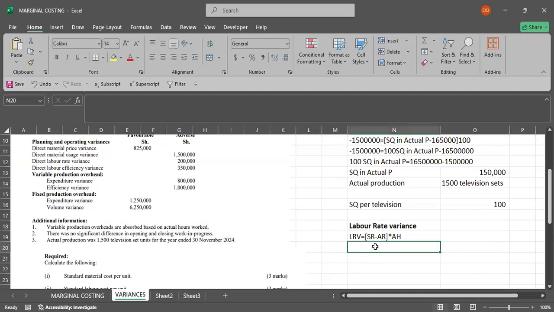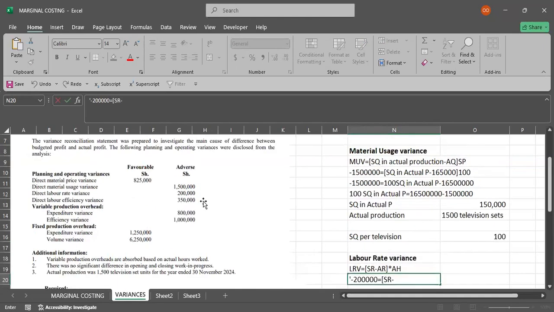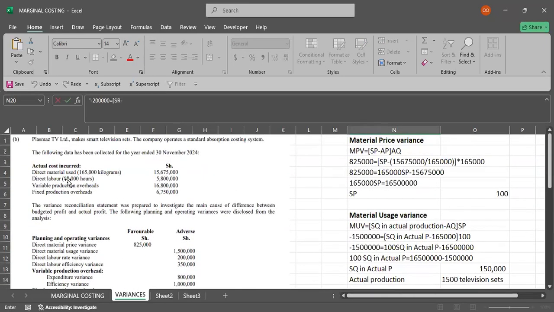Good. So we come to this part and say negative 200,000 is equal to, number one, standard rate. We don't have standard rate. That is what we are looking for, minus actual rate. How do we get actual rate? Do we have actual rate within the question? Yes, we can get that actual rate. Why? Because we have actual results. We have actual labor cost and actual labor hours. If we divide the two, we'll be able to get what we call the actual rate.